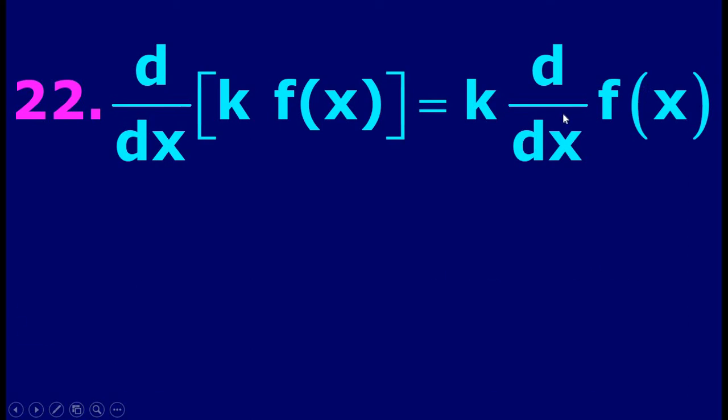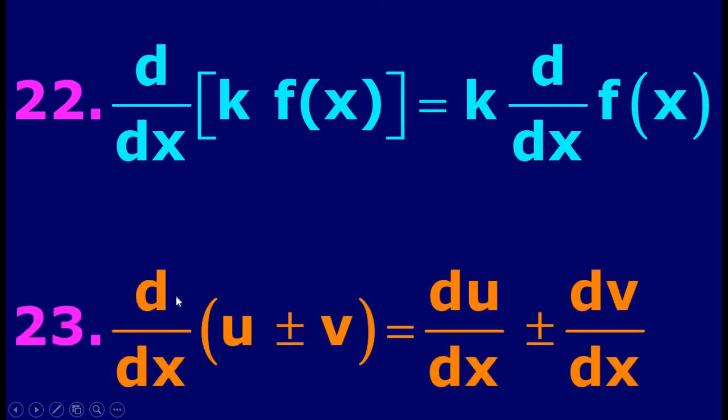So it is constant into function differentiation: first you have to take constant outside and you have to differentiate only function. Next it is d by dx of u plus or minus v. That is if we get different terms with plus or minus in between them, then directly we can differentiate. So no need to apply any formula. Directly we differentiate each term. That is d by dx of u plus or minus v is du by dx plus or minus dv by dx.